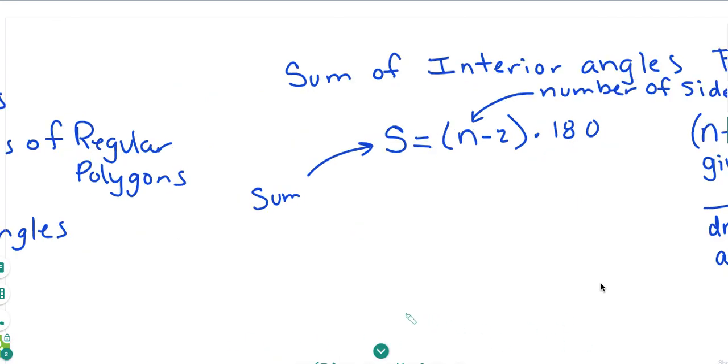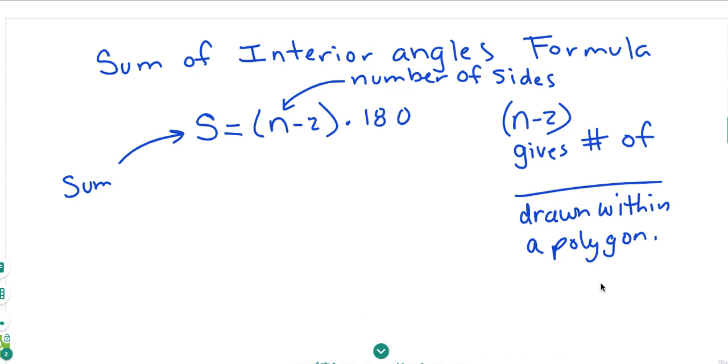So we're going to take a look at a formula, and the formula is the sum of the interior angles of a polygon. This is the formula that you would use. So S is going to represent the sum of all of the interior angles. N is going to represent the number of sides of that particular polygon. You're going to subtract 2 and then multiply it times 180.